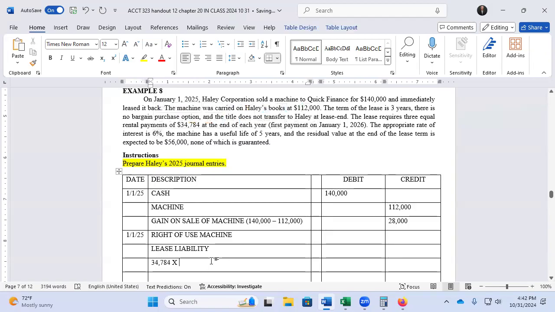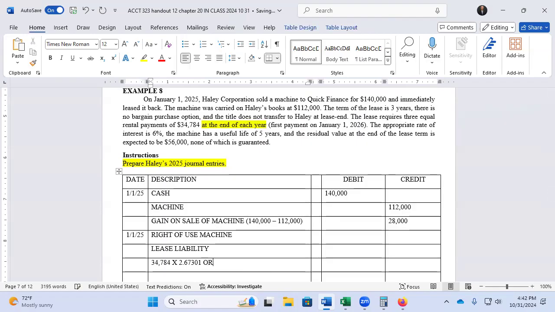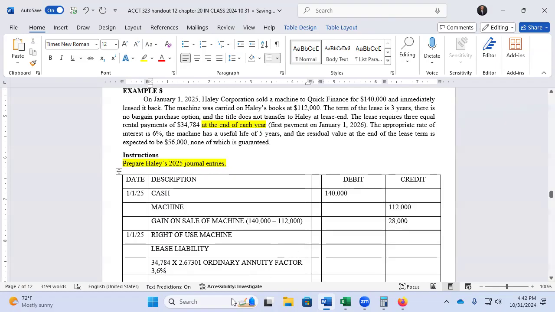So if we go to the table and look that up, it gives us a value of 2.67301 for an annuity. And this is a regular ordinary annuity because the payments are at the end of the year. So this comes out to 92,978.